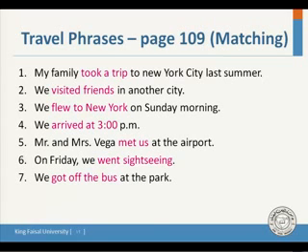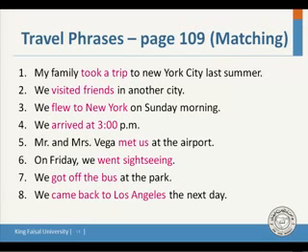Number 7, we got off the bus at the park. Got off. You know the meaning of got off the bus? So we left the bus. Number 8, we came back to Los Angeles the next day. Saturday, the next day is Sunday. Sunday, what's the next day? Monday. So we came back, we don't say we back.